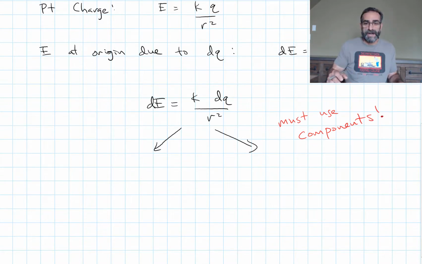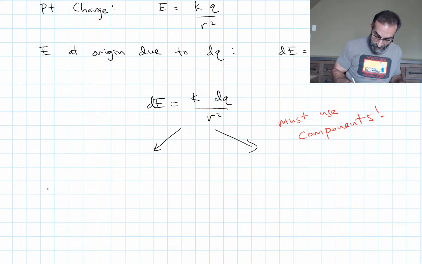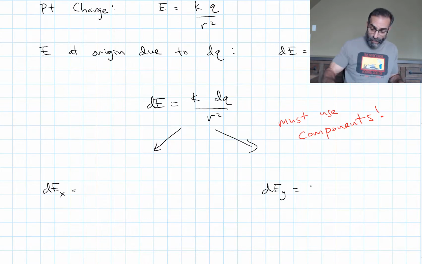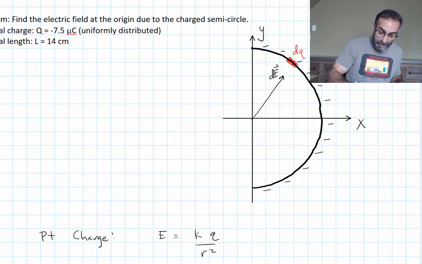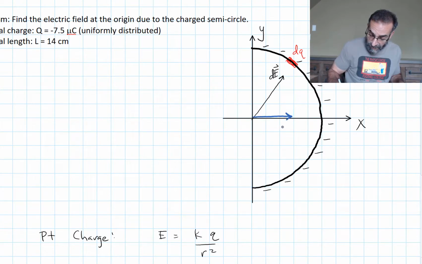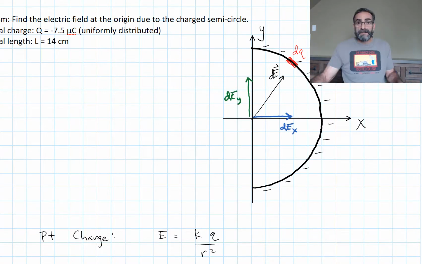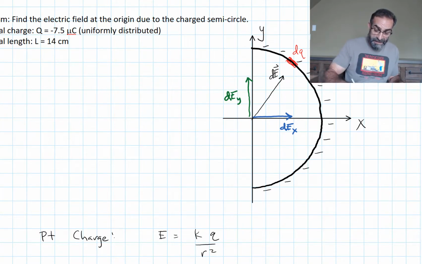We must use vector components. So we're going to find dE in the x direction, and we're going to find dE in the y direction. dE in the x direction will point like that, and in the y direction like this. We need to pick an angle in order to break up dE into its x and y components. There are two obvious angles we can pick: the angle with the x-axis, or the angle with the y-axis.